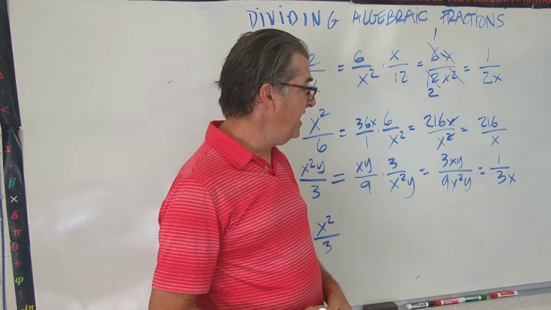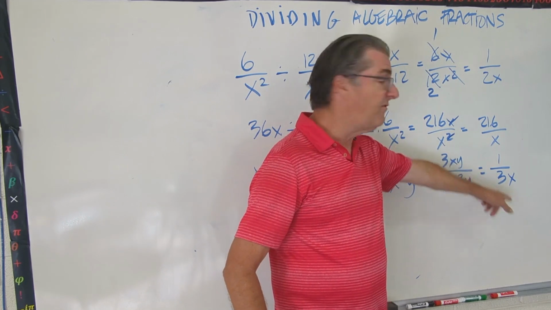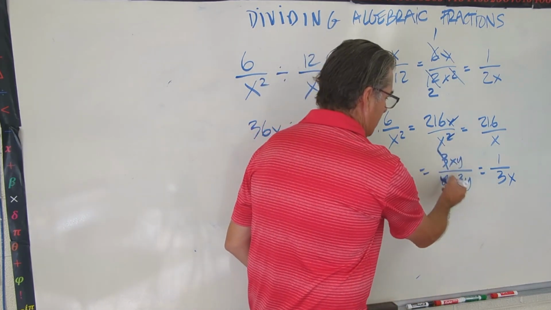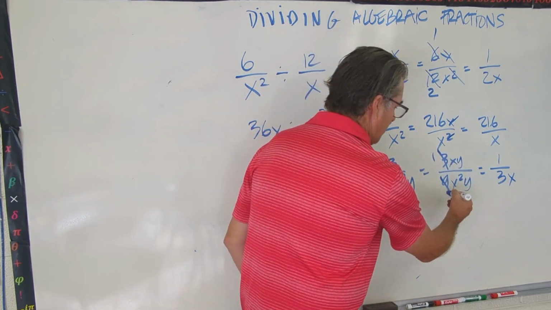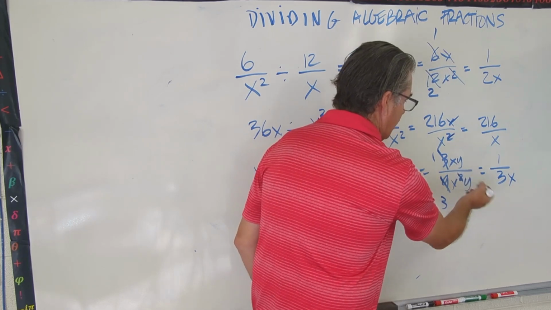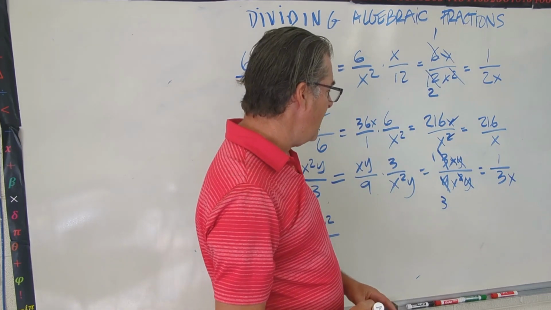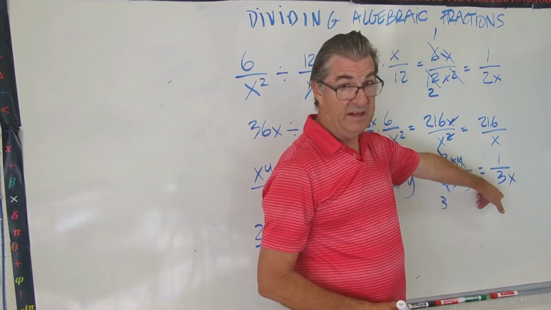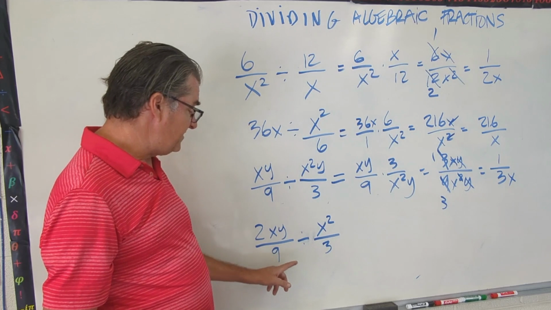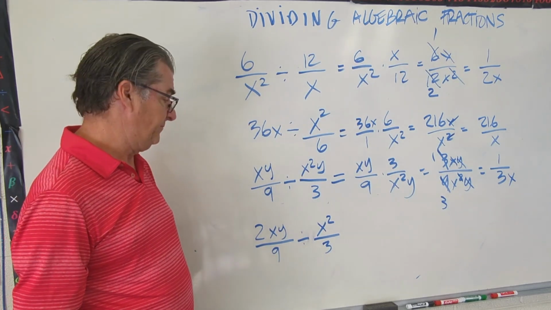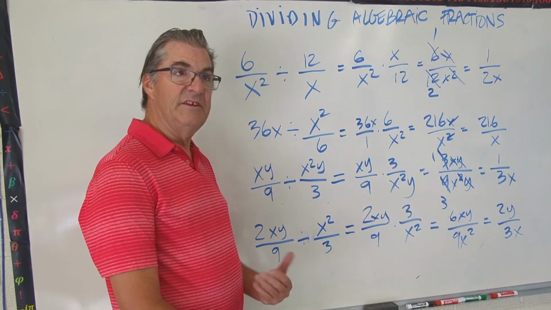Now I've got a bunch of canceling I can do before I get to my nice simplified answer. 3 over 9 cancels down to 1 over 3. My squared cancels that x, and my 2 y's cancel out. So all I've got left is 1 over 3x. Okay, let's try this last problem, and then we're done. So give it a shot. All right, let's see how you did.